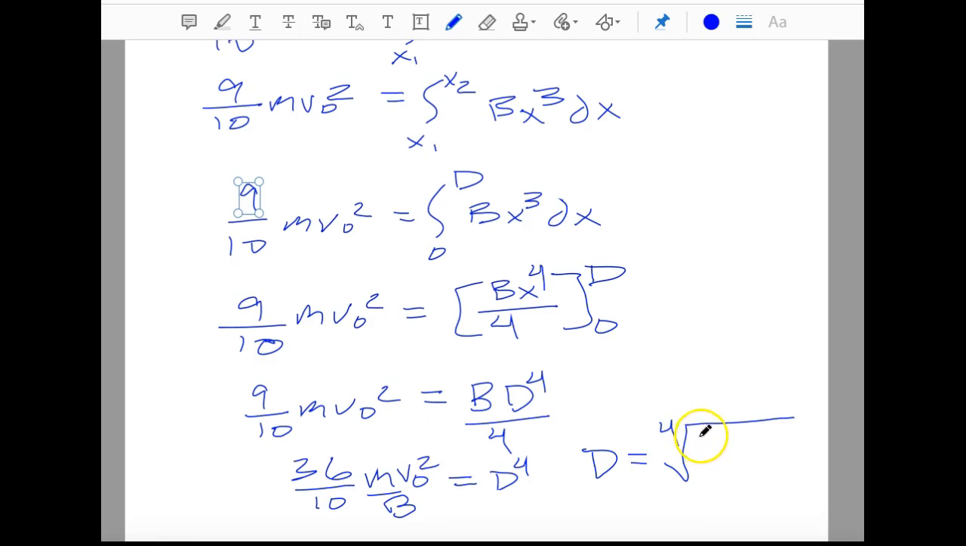And we can put 18, because 18 times 2 is 36, and then 5 times 2 is 10, so that would be the 5. And then we leave our MVO squared on the top, and on the bottom we still have our B. And that is our expression for D. Just lots of weird math there.